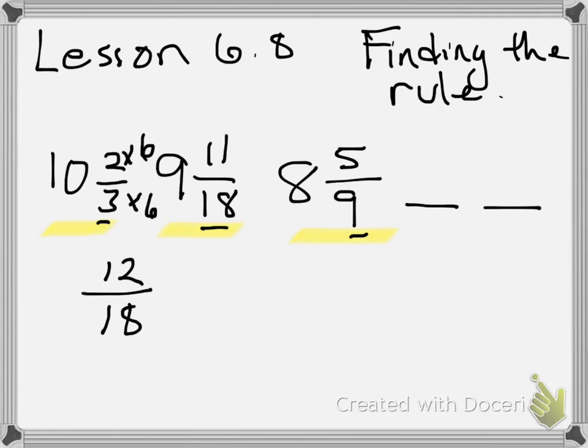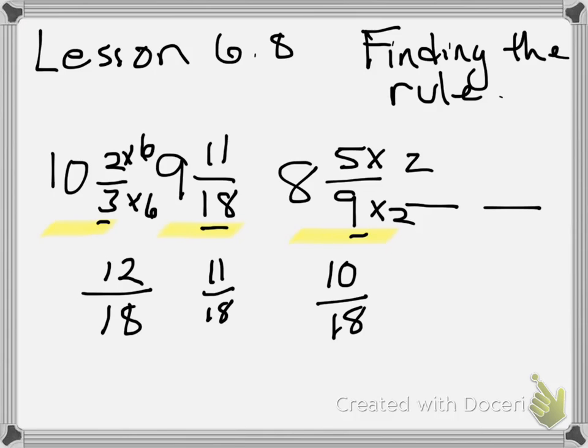So I have 12 over 18 here. I have 11 over 18 here. I don't need to change that. And now I need to change this to be 18. I multiply by 2 on the bottom and 2 on the top, which is 10 over 18. So now I have 10 wholes with 12 over 18, 9 wholes with 11 over 18, and 8 wholes with 10 over 18. So I'm going to take this now, and I'm going to look for a pattern.